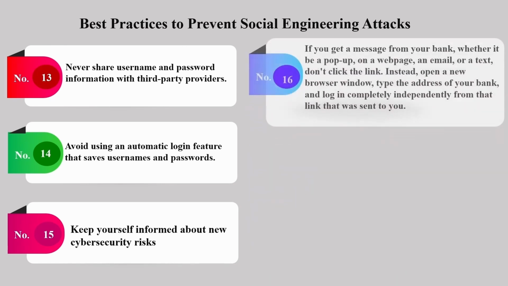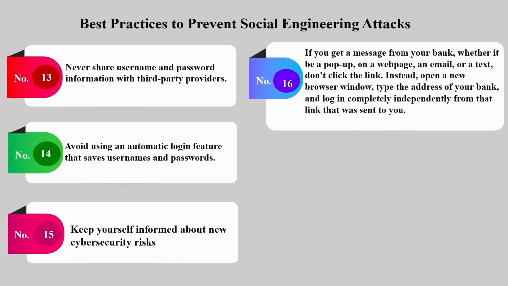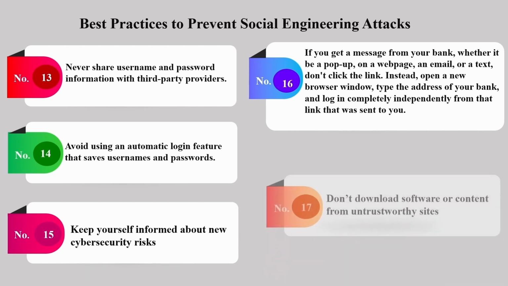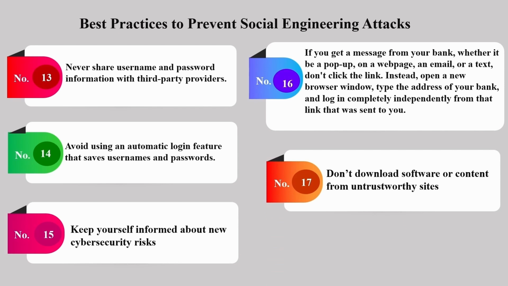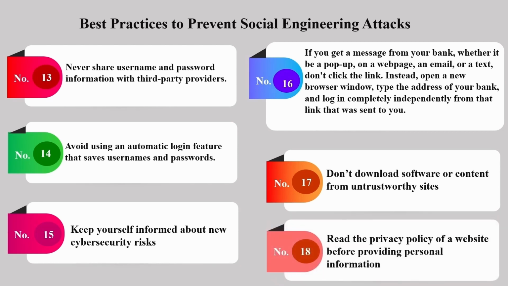Number 16 is if you get a message from your bank, whether it be a pop-up on a web page, an email, or a text, don't click the link. Instead, open a new browser window, type the address of your bank, and log in completely independently from the link that was sent to you. Number 17 is don't download software or content from untrusted or untrustworthy sites. Number 18 is read the privacy policy of a website before providing personal information.